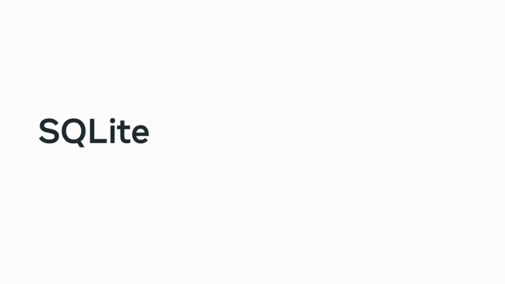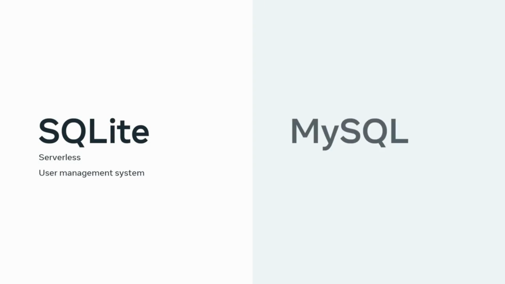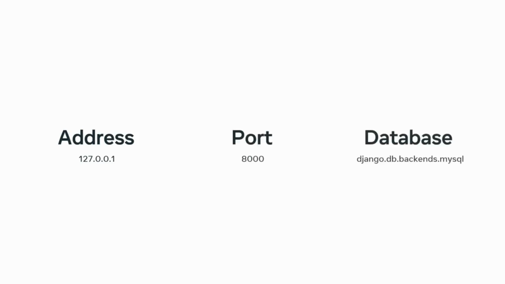But there may be occasions where a more scalable, robust database is needed. For example, when moving from a development to a production environment. The SQLite database has a lot of limitations. It is serverless and doesn't have a user management system. MySQL, on the other hand, can be an alternative to SQLite. MySQL has advantages such as being an open source database. It also has a lot of other advantages over SQLite, such as scalability and authentication. To connect to a MySQL database, you need to provide the address where the database is running, the port number, and the database name you wish to connect to.